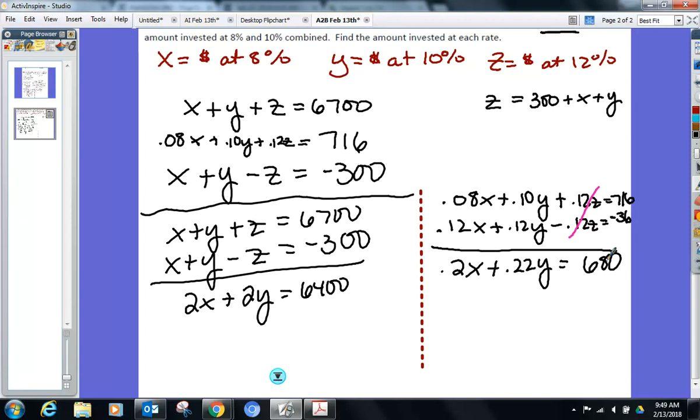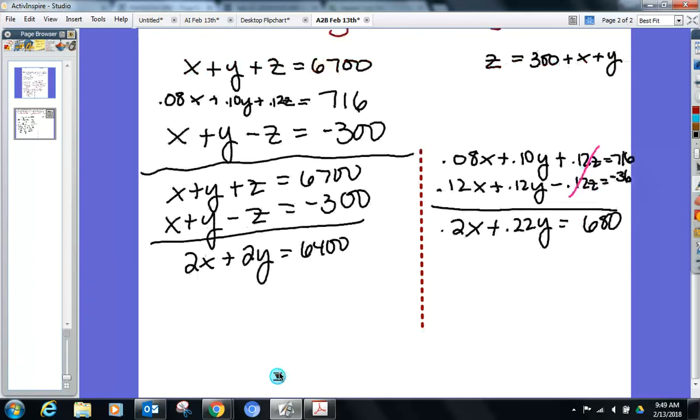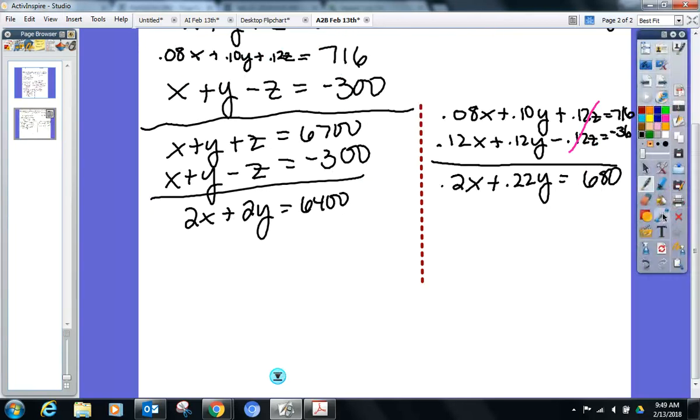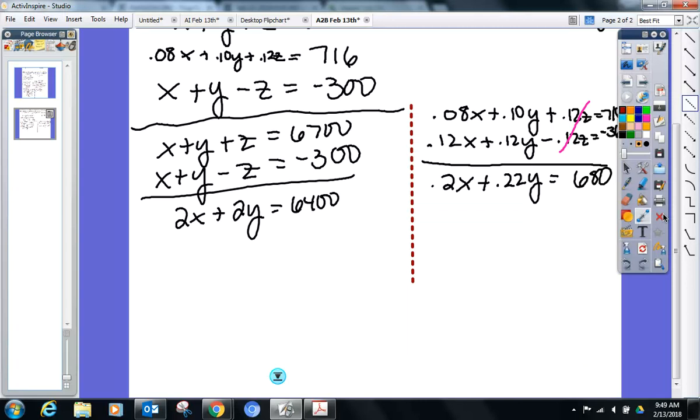All right, we all good? Z's canceled out. I combined everything here and got those values. We all good here so far? All right, now you got to solve these two. So which one are we going to keep the same? Which one are you going to multiply? This is a tougher decision for you.